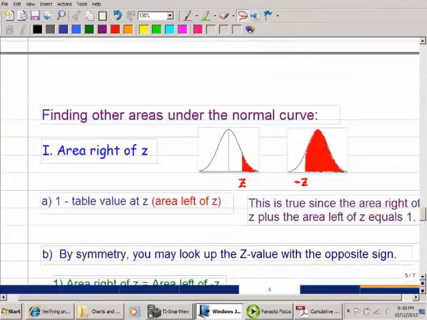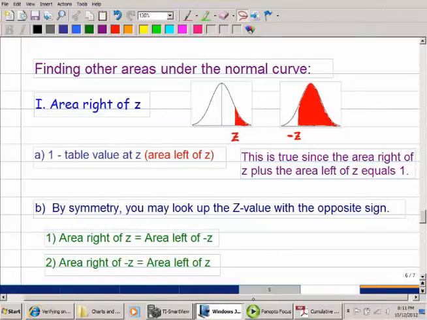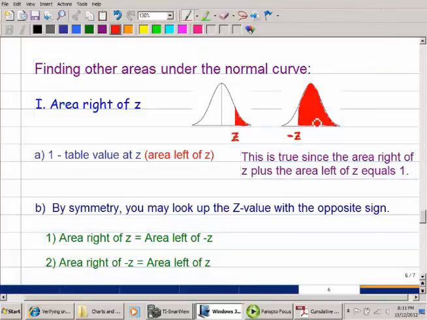Let's scroll down here. Finding other areas under the normal curve. So suppose we have a problem that involves greater than, a probability that's greater than something, or at least. Remember, those are the same for a normal distribution. Area right of Z. There are 2 ways you can calculate this. One of them is you can look up the table value at your z, regardless of whether it's positive or negative, and then take 1 minus that.